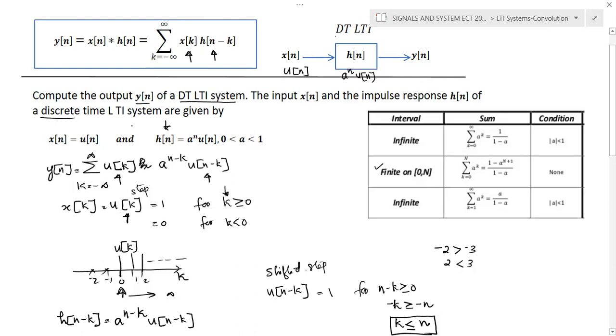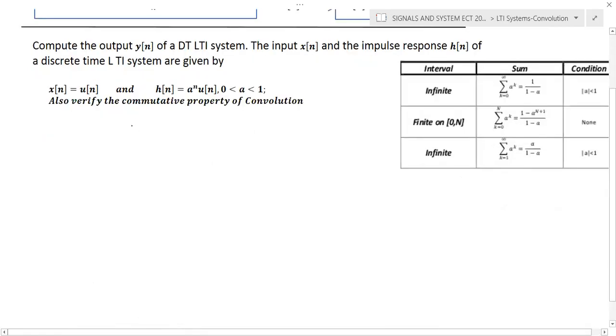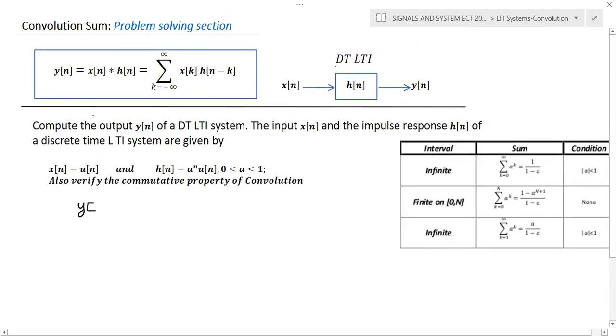Now we will discuss the second part of this particular question. That is, we need to verify the commutative property of convolution. Convolution is defined as y of n is equal to x of n convolution h of n. And the commutative property states that the reverse is also the same. That is, h of n convolution x of n also gives the same result. Both are y of n.